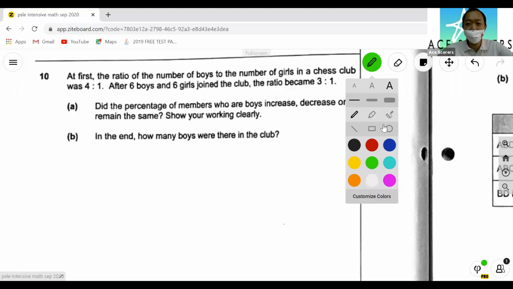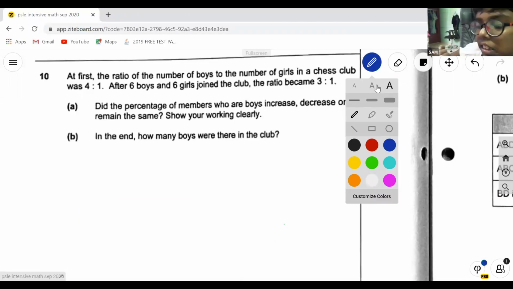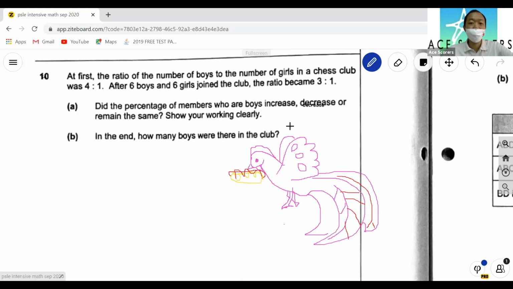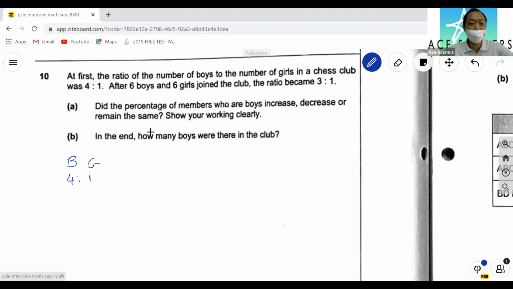Let's go through this question. The first one is decrease. Okay, so at first the ratio of boys to girls is 4:1. So we write down boys, girls, 4:1. After 6 boys, 6 girls join the club. So here plus 6, here also plus 6, right? And the ratio became 3:1.